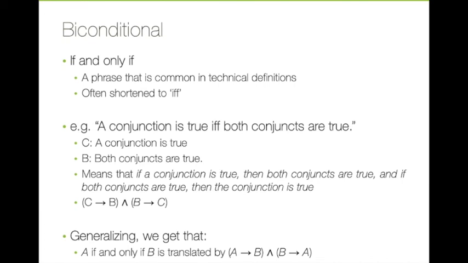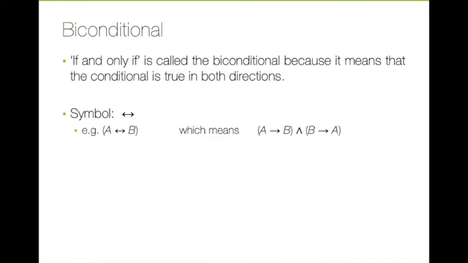So generalizing, anytime you see A, if and only if B, that can be symbolized as if A, then B, and if B, then A. But that's pretty long, and if and only if is pretty important. So because of its significance to logic, the biconditional is often given its own symbol, the double-headed arrow. That is just a shorthand for this longer biconditional, the conjunction of both directions of the conditional.